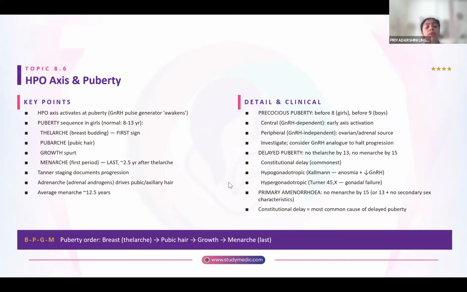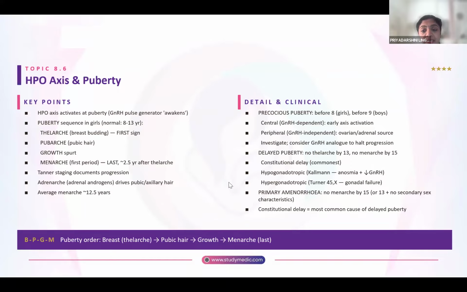So, to start off with your hypothalamo-pituitary-ovarian axis. Now let's see what are the key points to remember here. This axis gets activated at puberty. And what activates it? It is the pulsatile secretion of gonadotropin releasing hormone. The word pulsatile is a key factor here. Whenever the pulsatility is lost, it leads to dysregulation or dysfunction of your HPO axis. Now, you need to understand the sequence in which it happens.